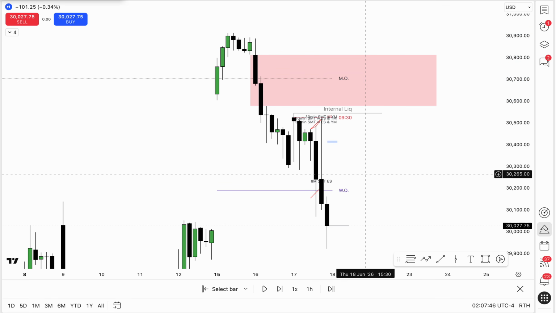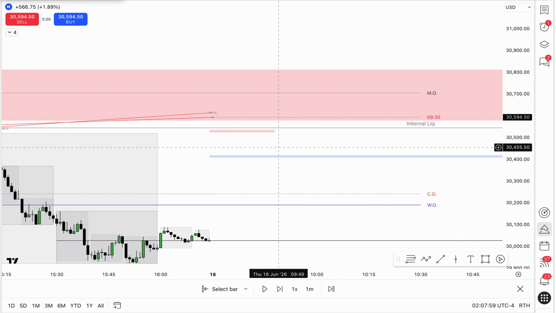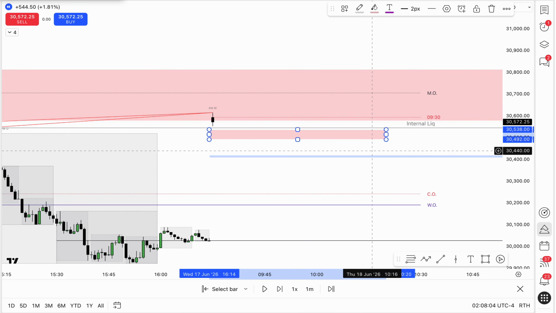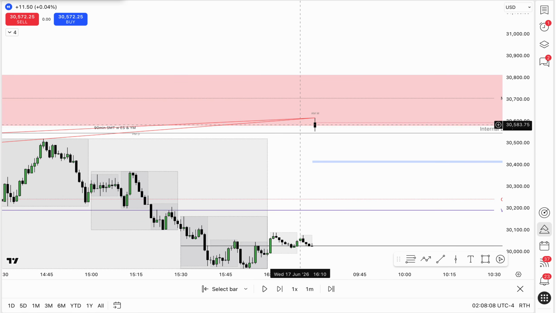So we have some reaction of those internal highs, and when we look at how the market is opening, it's right above here. Here's our internal liquidity, and here is where we open.